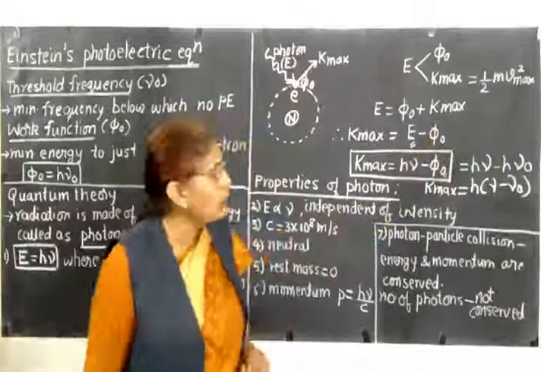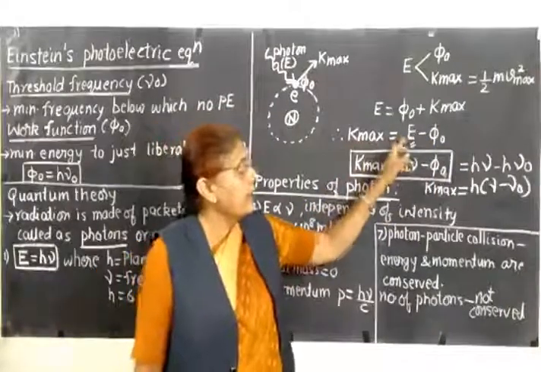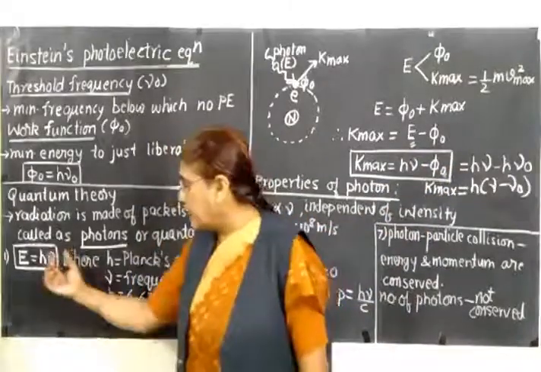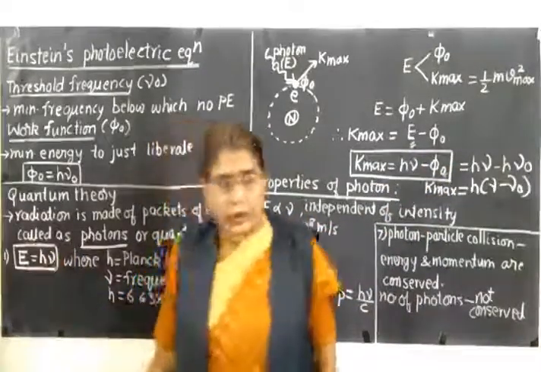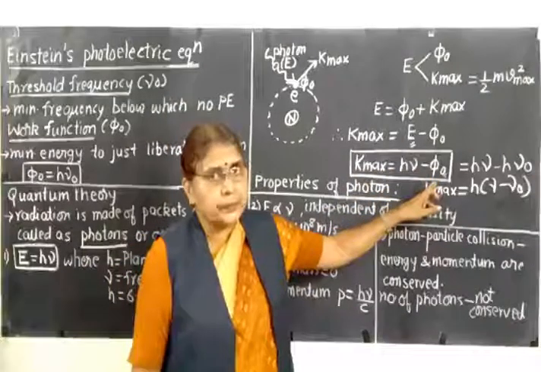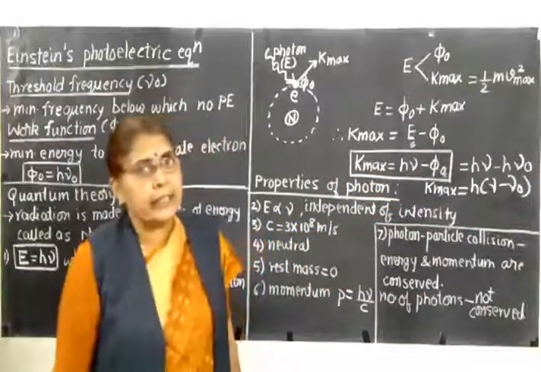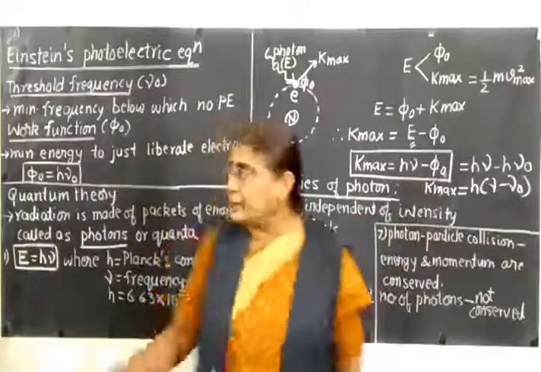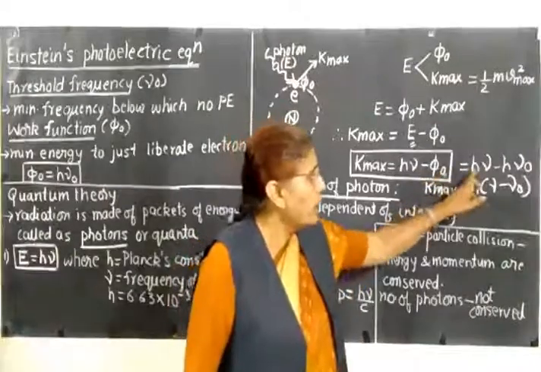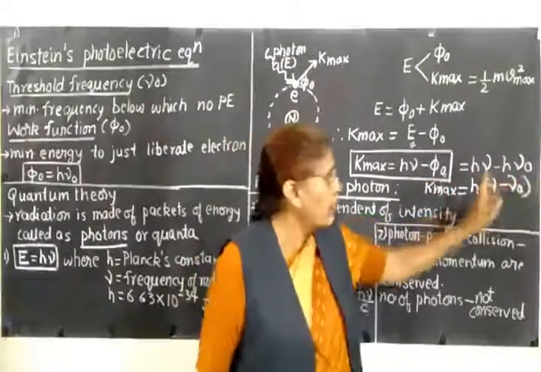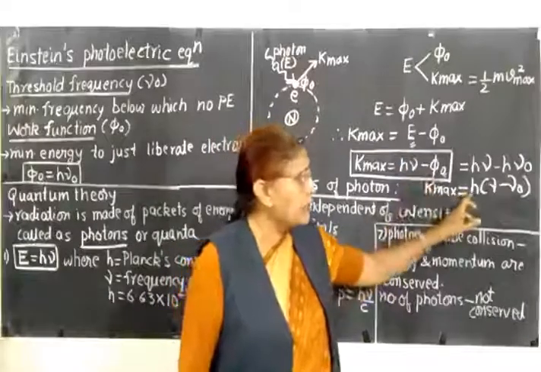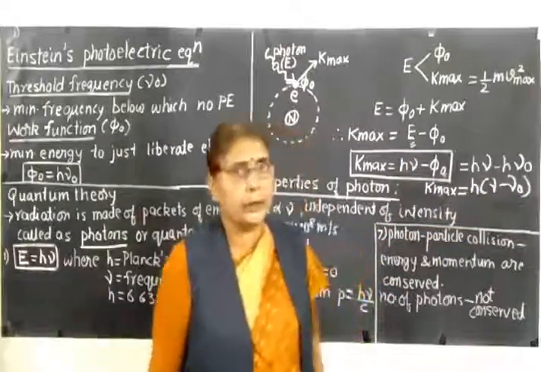If you take K max on one side, K max will be nothing but E minus phi 0. Put the value of E. E is nothing but energy of the incident photon, that is h nu. So K max will be h nu minus phi 0. You can also write this equation in yet another way. Phi 0, I have told you, is h nu 0. If you put the value of phi 0, it becomes h nu minus h nu 0. Take out h common. You will have another equation for K max. K max is h into bracket nu minus nu 0.